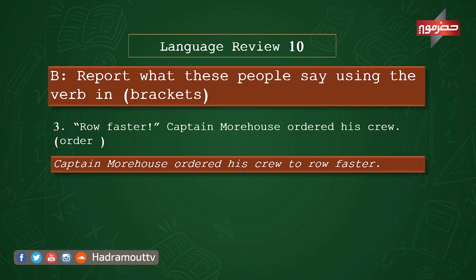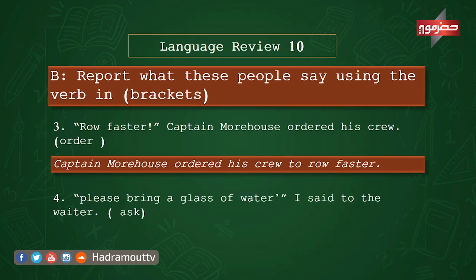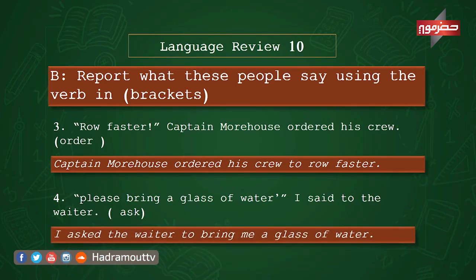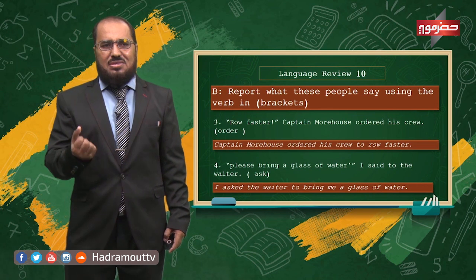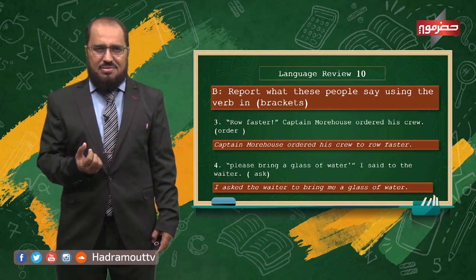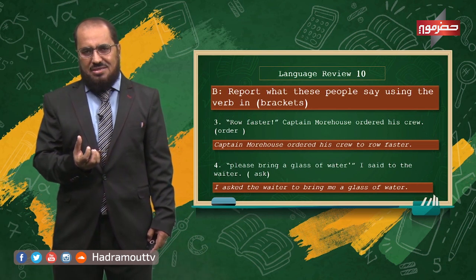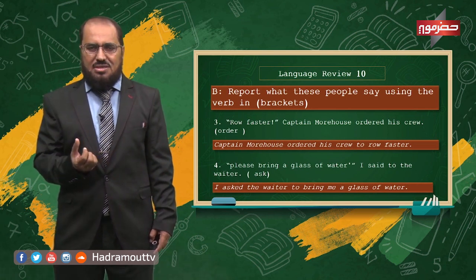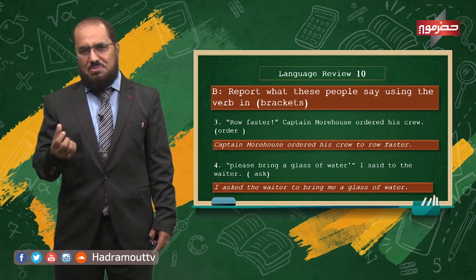Okay. Next. Please bring a glass of water, I said to the waiter or the server in a restaurant. Okay? Ask. I asked the waiter to bring me a glass of water. Okay? The verb, ask, then object, the waiter, to plus infinitive, to bring.